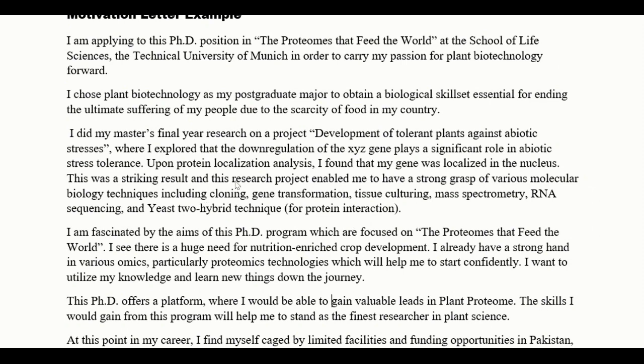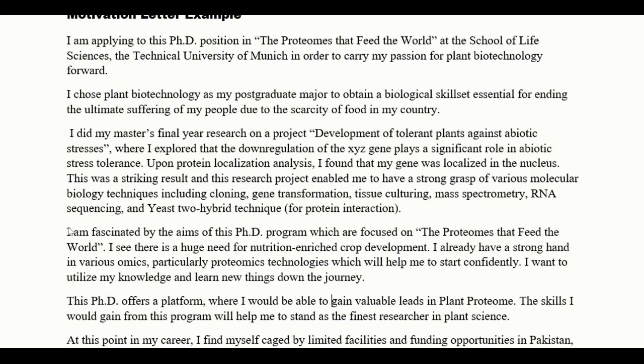So this was a striking result, and this research project enabled me to have a strong grasp of various molecular biology techniques. Here, I have told that I am proficient in these molecular biology techniques, and I did proteomic work before. This included cloning, gene transformation, tissue culturing, mass spectrometry, RNA sequencing, and the yeast two-hybrid technique, which we use for protein-protein interaction. So in this, I have explained a little bit about my skills relevant to their position and my previous project.